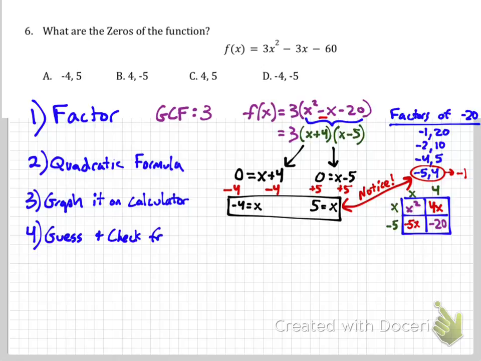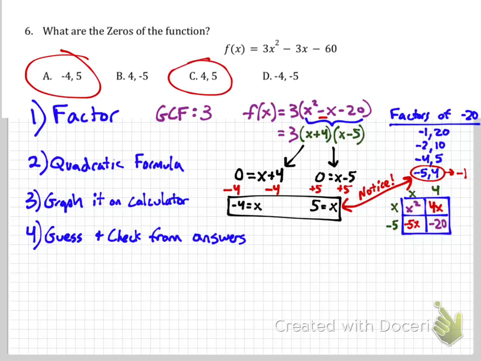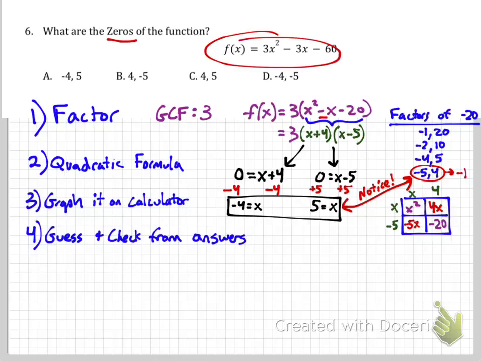Yet another way to do this is guess and check from the answers. So you see there's only 4 answer choices. If you want to be careful, because, for example, if 5 works, A or C could be an answer, right? So you just want to check 4, 5, -4, or -5, and see which of those two values gives you a 0, where you plug it in here and it gives you a 0, and then that would be one of the answers.